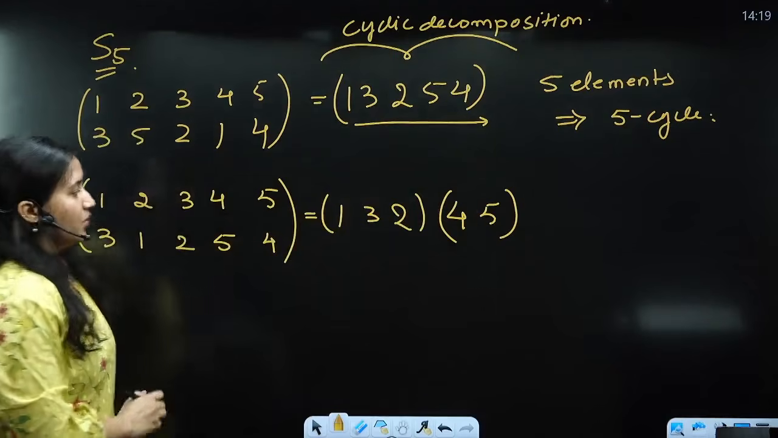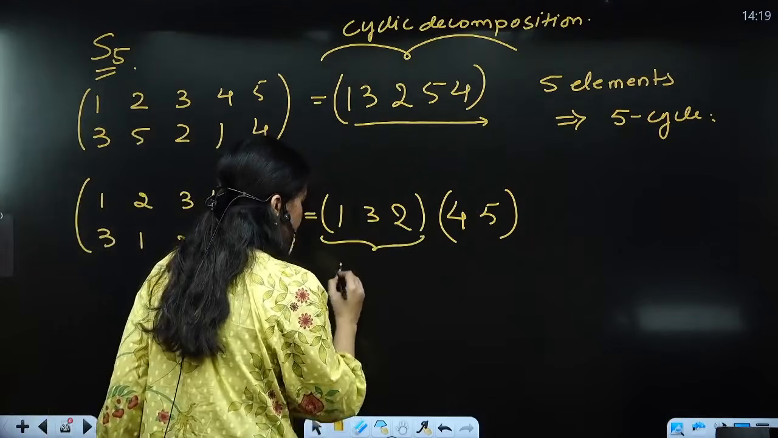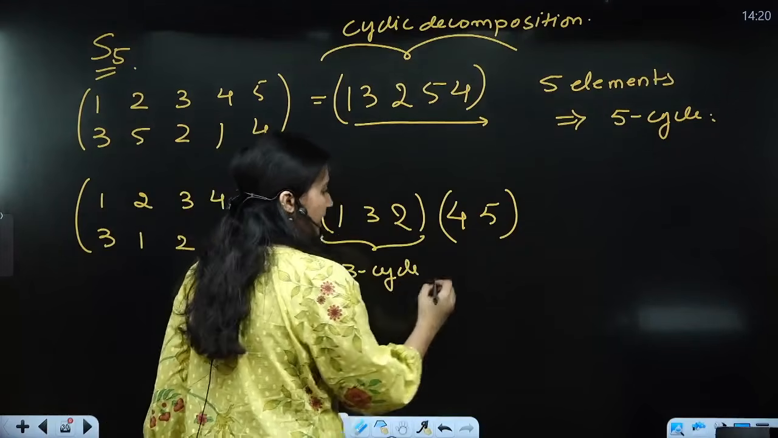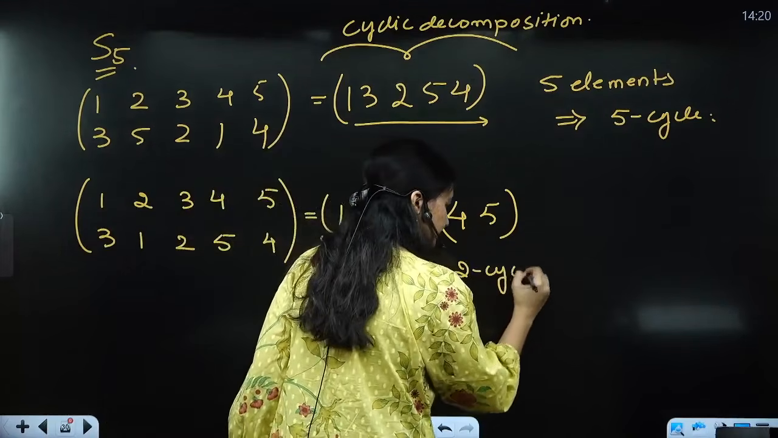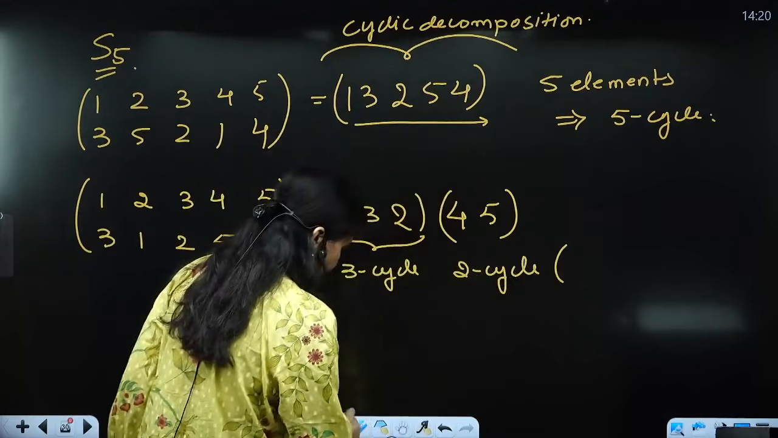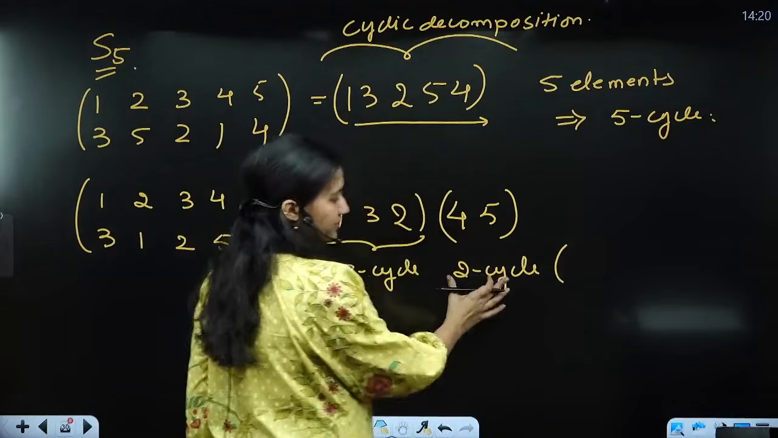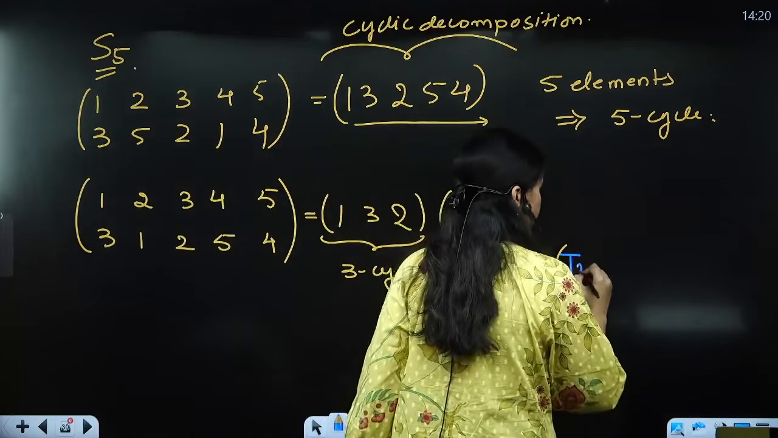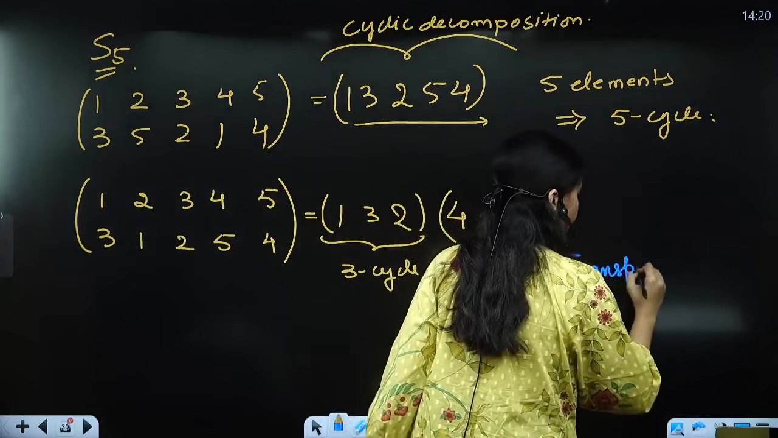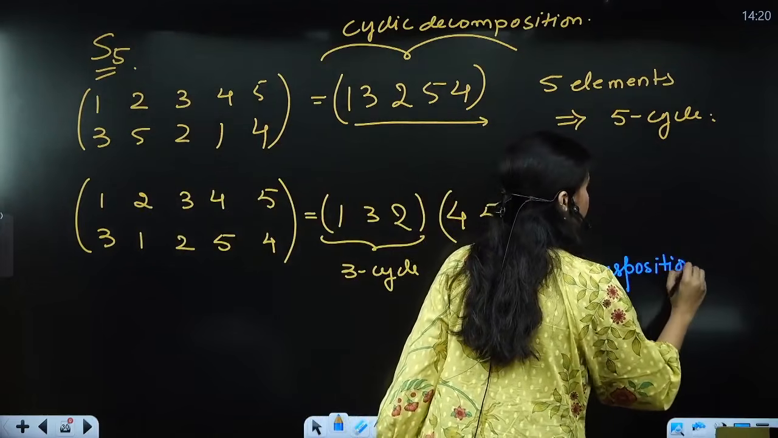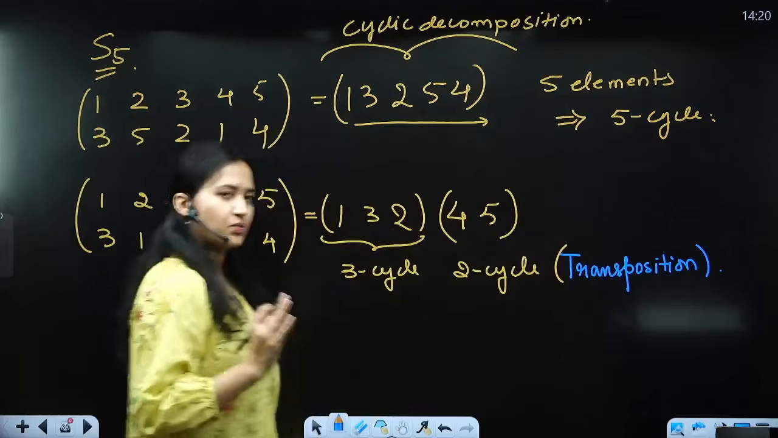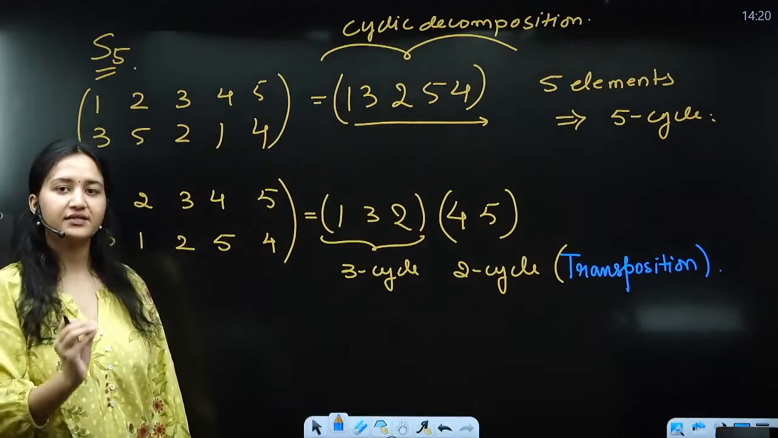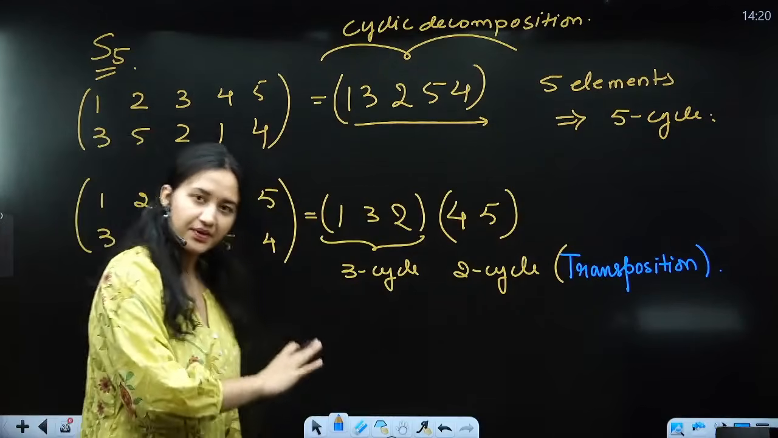Now what is this? This is a 3 cycle, right? And this is known as a 2 cycle. Now a cycle with length 2 ही हो गई ना उसकी, is also known as a transposition, the significance of which we will be taking up afterwards. What is the importance of transpositions? फिलहाल के लिए just understand the cycle which is of a length 2 is known as a transposition.